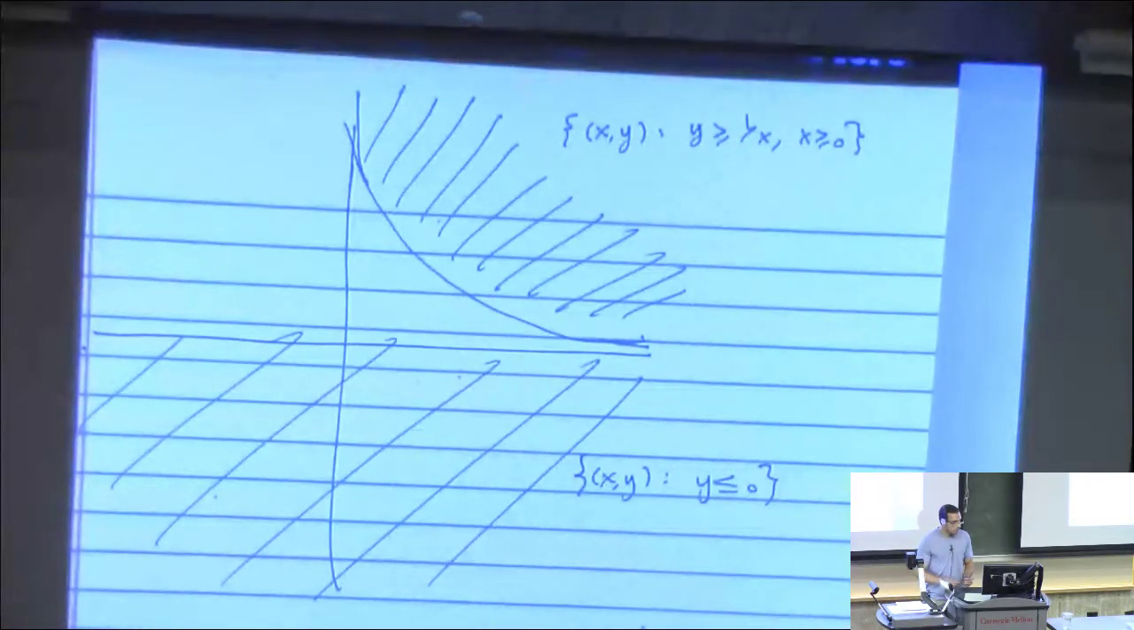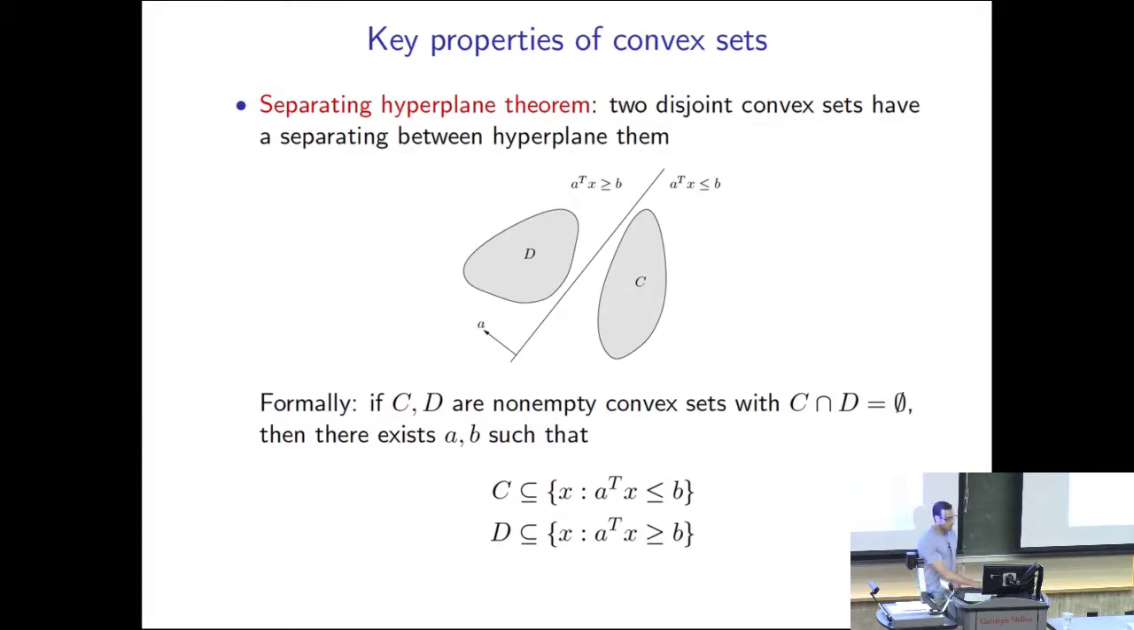So strict separation actually requires one of the sets to be bounded, and then you get strict separation, and that's something you'll prove in the homework. So this is a nice counterexample to have in mind as to why generally you cannot expect them to be strictly separated.